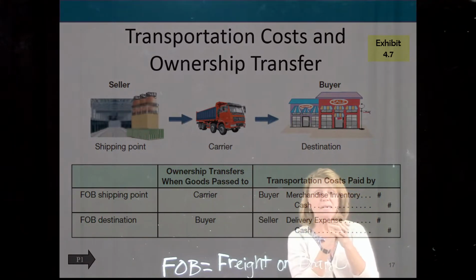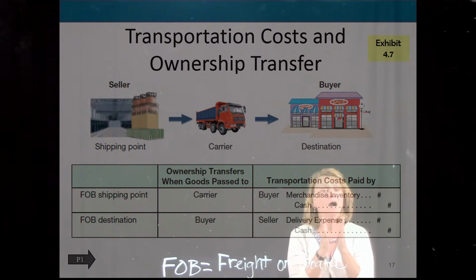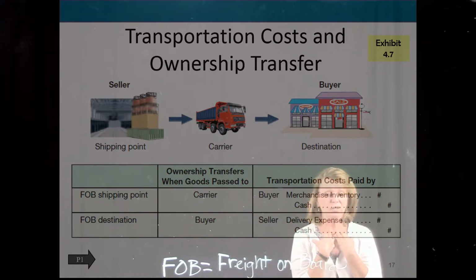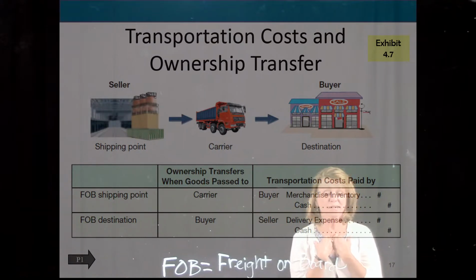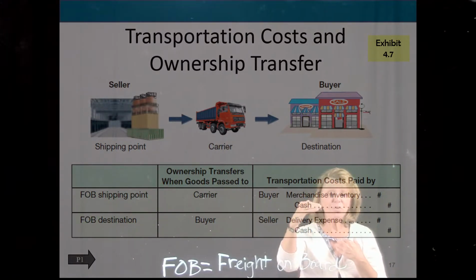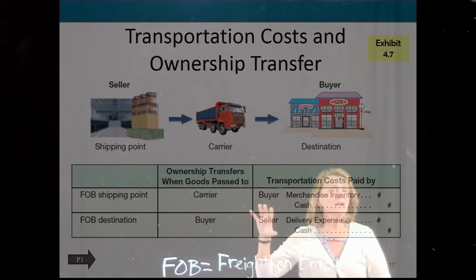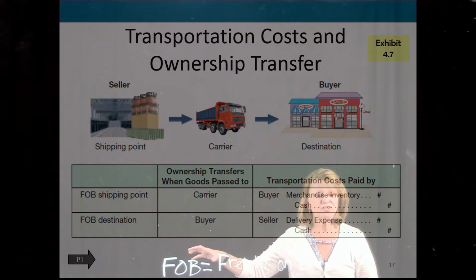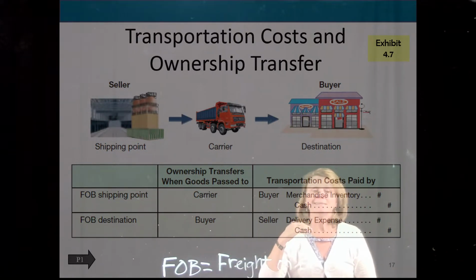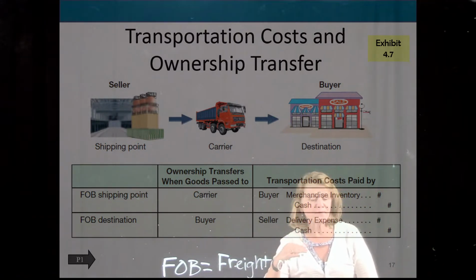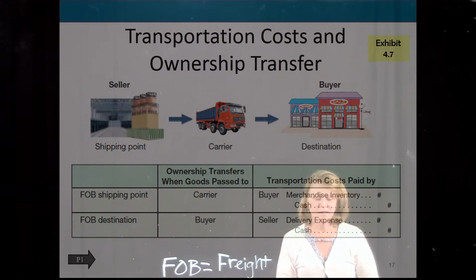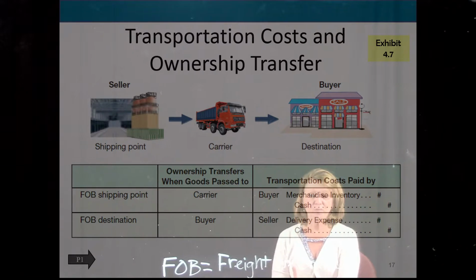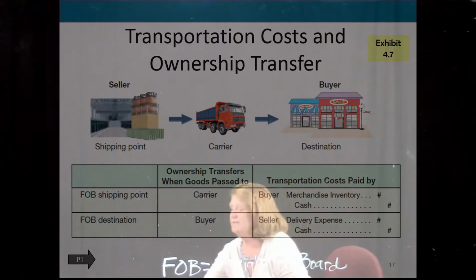So if I am the buyer and I pay the transportation, the journal entry is debit merchandise inventory, credit cash, because I paid for it. If I am the shipper and I pay the shipping, it's debit delivery expense, and credit cash. So remember, FOB shipping point and FOB destination.